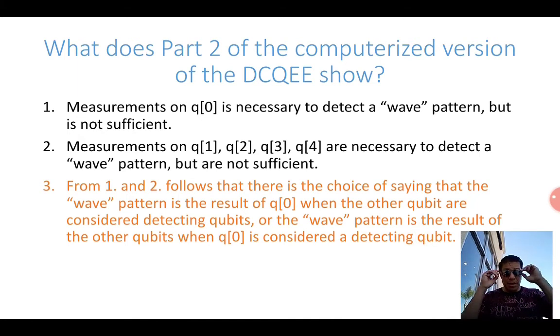So right here, you can consider one qubit to be the detector and the other one observed, or you can do it the other way. One is the detector and the other one is the observed. You can reverse the roles. So there is a relational interpretation that you can make out of the results.